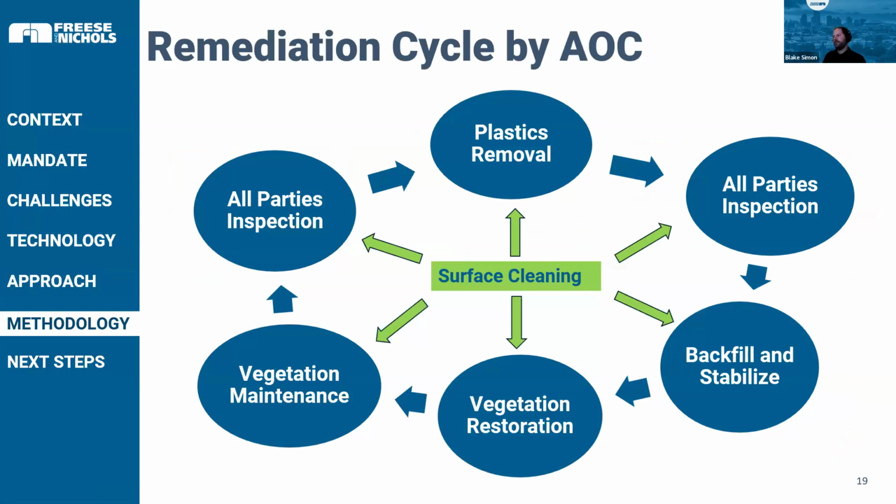And this is our remediation cycle. Because this was a federal consent decree, Ryan mentioned both parties must sign off on everything and be included on everything. So between each one of these steps, both parties are involved. So it starts with the plastic removal, then it goes to an inspection with all parties. The backfill is brought in and stabilized. And then there's the vegetation restoration aspect of it. And that's followed by 6 months to a year of vegetation maintenance. And then there's a final all parties inspection before everything's okayed. And this takes place for every one of those areas of concern, or AOCs. And while that's going on, and after all those steps, surface cleaning is taking place also.